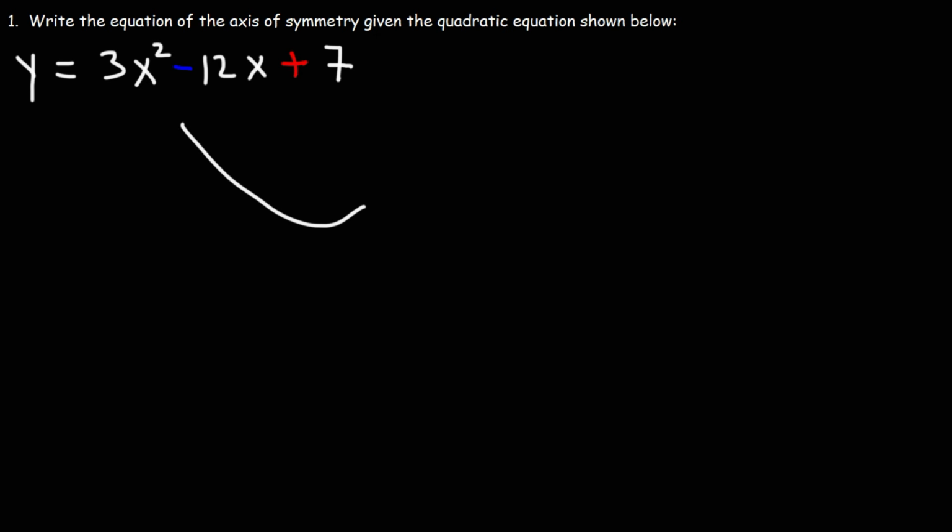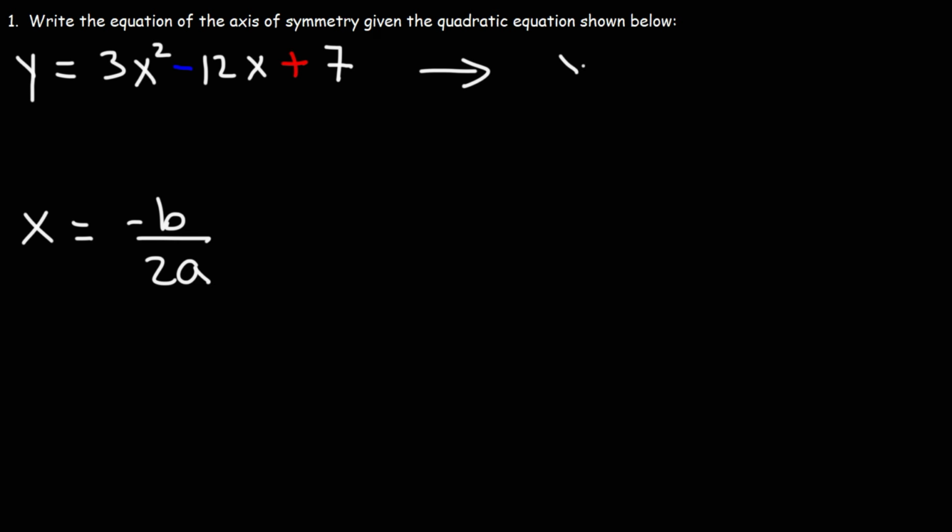Now let's focus on this equation that we have. So it's a variant of y equals x squared. So we know it's going to open upward or downward. So the axis of symmetry is going to be x is equal to some number. Now there's a formula that we could use to find the x coordinate of the vertex. And it's x is equal to negative b over 2a.